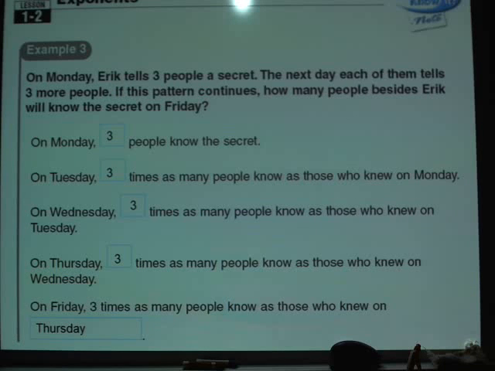So on Monday, 3 people know, because he told 3 people on Monday. And each of the days of the rest of the week, he's going to multiply that number by 3, because each of them is going to tell 3 people. So on Tuesday, 3 times as many people know as those who knew on Monday. On Wednesday, 3 times as many people know as those who knew on Tuesday. On Thursday, 3 times as many people know as those who knew on Wednesday. On Friday, 3 times as many people know as those who knew on Thursday.